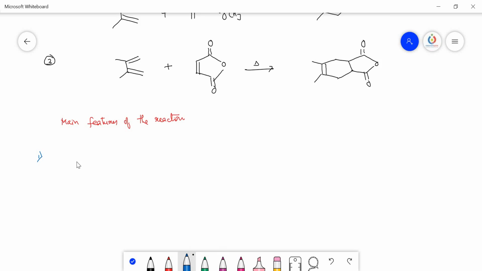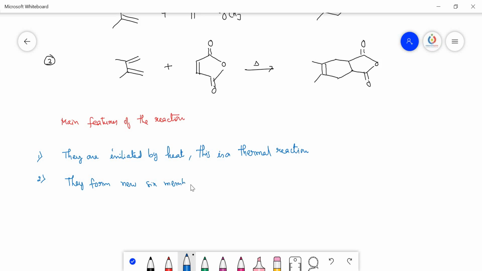So the first one is they are initiated by heat. The reaction is completely initiated by heat. So we say that this reaction is a thermal reaction. Okay, so I'll write down here. This is a thermal reaction. Second one is they always form a new 6-membered ring. And the third feature is there are actually 3 pi bonds, 1, 2, 3. So 3 pi bonds are broken and 1 pi bond and 2 new sigma bonds are formed.